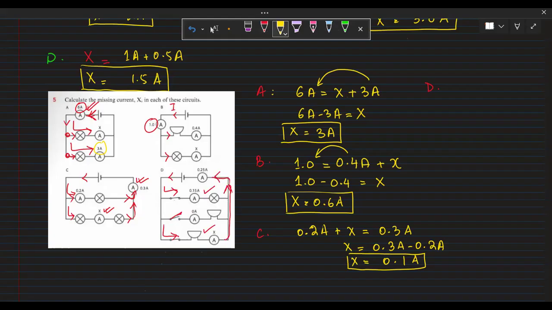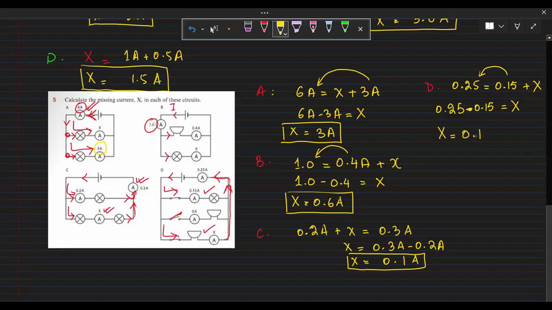So the total current that we got is 0.25, which is going to be split up into 0.15 ampere and the X. So in order to find out the value of X, we shift this 0.15 to the left hand side. What are we getting? 0.25 minus 0.15. It's going to be 0.1, right? Yes, 0.1 ampere. Okay, thank you. Or you can also write 0.10.